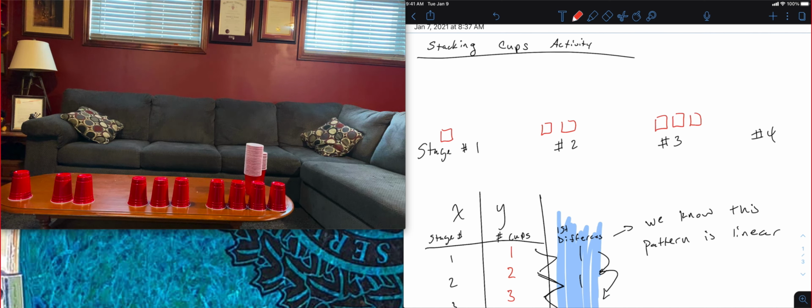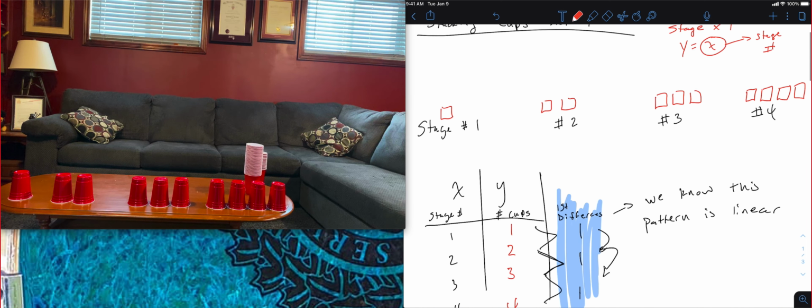So if I were to come up with a rule for this pattern right now, I could say, okay, well, I'm going to take the stage number, multiplied by 1. That's the rule. So y equals x, where x is the stage number. Okay, that's a pretty boring pattern. Where it starts to get a bit more interesting is where I start to build the cups up, okay?